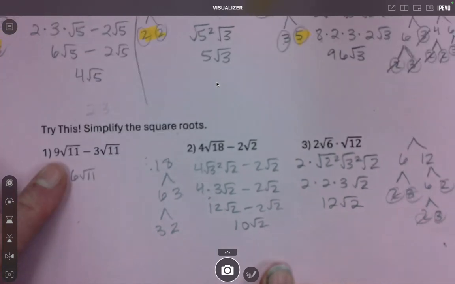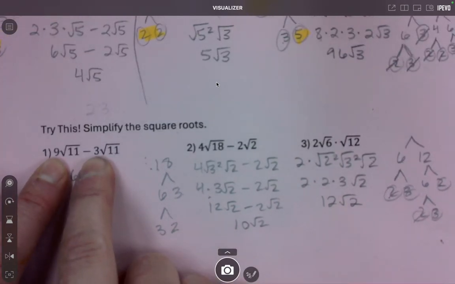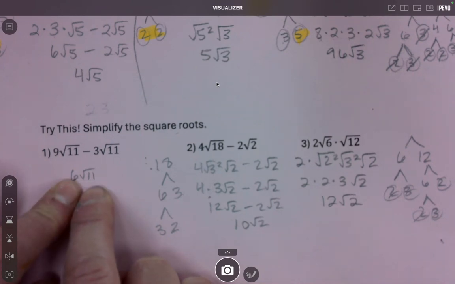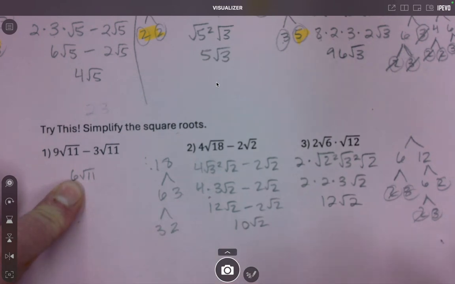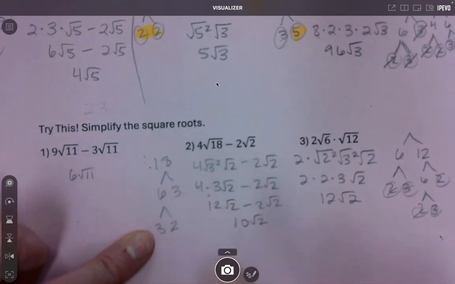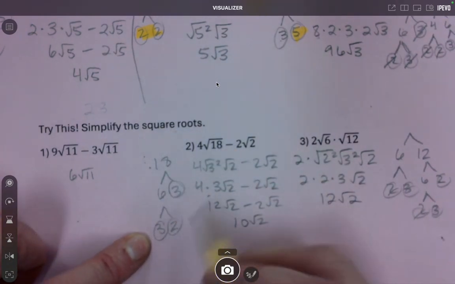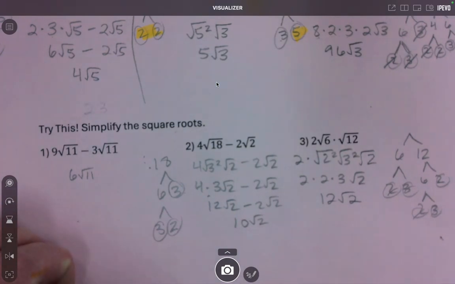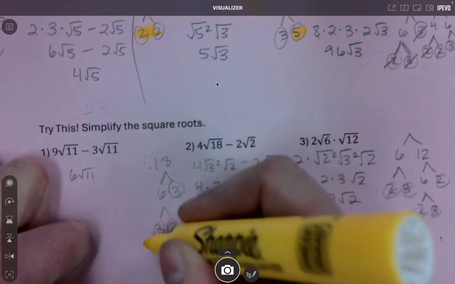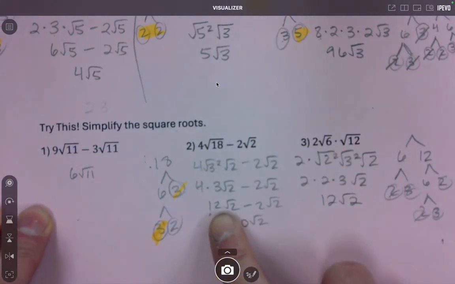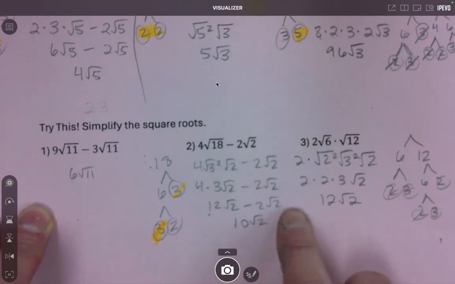So in this first problem, all I did was look at my coefficients, my 9 and 3, and subtract. So I have 6 square roots of 11, so we keep the 11 inside. On the second one, I had to take 18 and break that down. I got 3 and 3 and 2, so I had my pair of 3's that I wrote as a 3 squared. Remember that 4 in front was just being multiplied, and so the 4 times 3 made it 12. And then once both of these were like radical terms, I could combine them together.